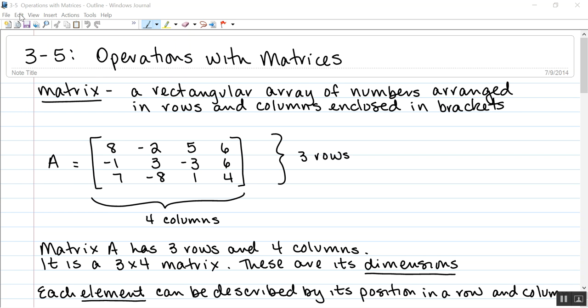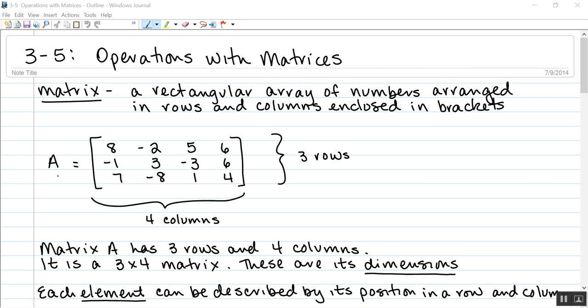Section 3.5 is on operations with matrices. A matrix is a rectangular array of numbers arranged in rows and columns enclosed in brackets. This is an example of a matrix called A.